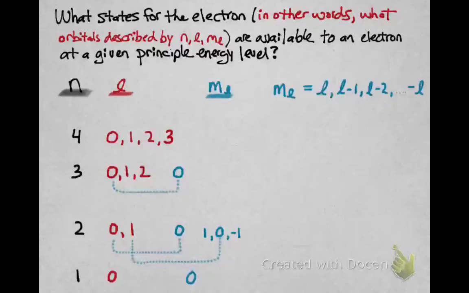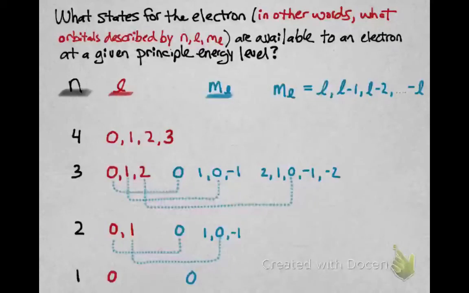At n equals 3, the s orbital, L equals 0, still has only one orientation. The p orbital at n equals 3 has 3 orientations. The d orbital, described by L equals 2, has m sub l ranging from 2 to negative 2, changing by 1 unit increments. So that would be 2. 2 minus 1 is 1. Minus 1 again is 0. Negative 1. And then we stop at negative 2, or negative L. And so there are 5 different orientations possible for the d orbitals.